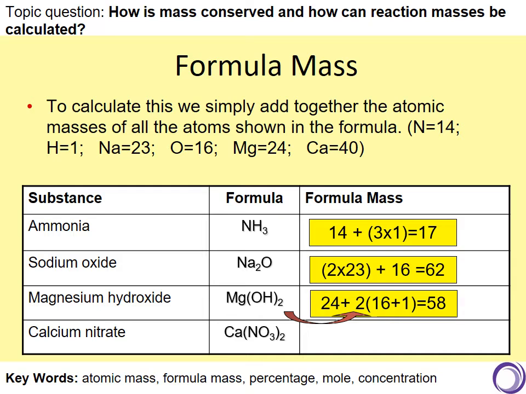We do the same for calcium nitrate then. This one's a little bit more complicated. 40 would be the mass of calcium, and then inside of the brackets we have 14 for the nitrogen, and we have 3 times 16 because there's a 3 directly after the oxygen, but then all of that added together needs to be times by 2 because there is a 2 outside of the brackets.